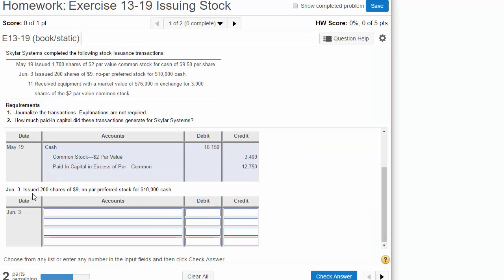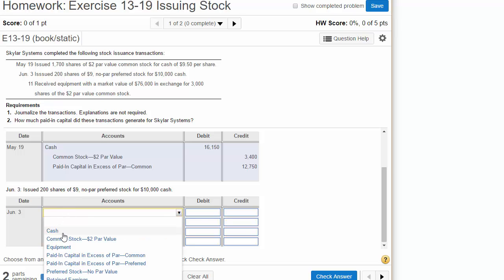Okay, now it's June. We issued 200 shares of $9 no par preferred stock for $10,000 cash. We can ignore the $9 in this homework assignment. Just for your information, the $9 in this case means $9 dividend per share, but we're not doing dividends now, so we can ignore that. And this preferred stock has no par.